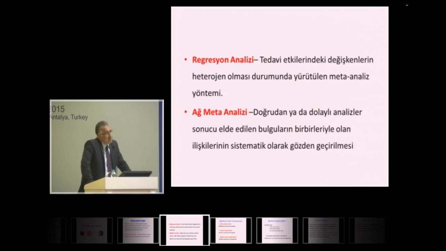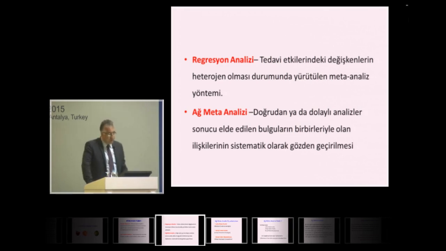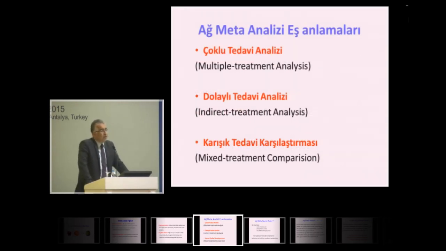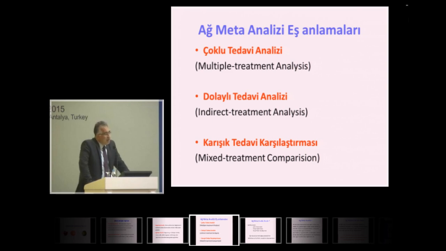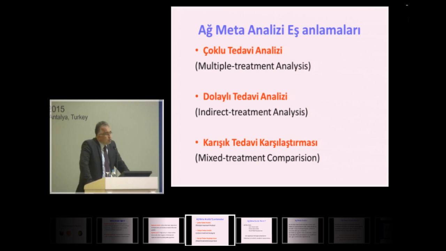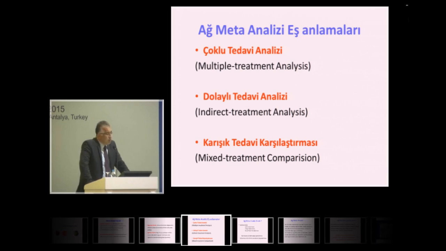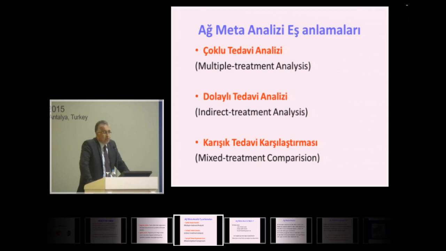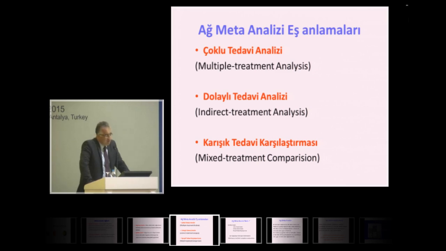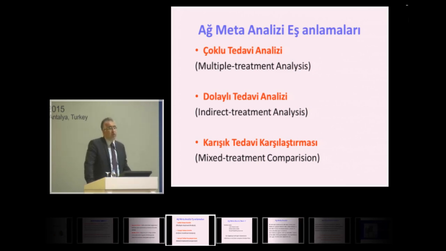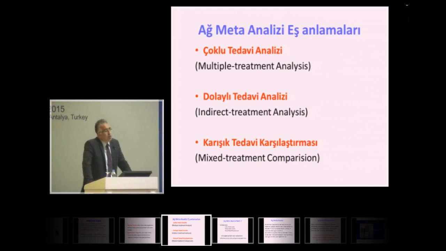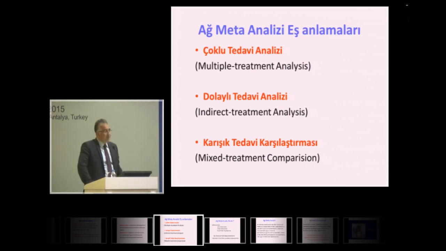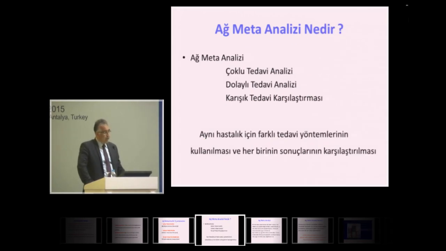Network meta-analysis can be done by the combination of direct results of these meta-analyses. So network meta-analysis is also called multiple treatment analysis, or indirect treatment analysis, or mixed treatment comparison. So when you see these three different terms, you should think that they are all referring to network meta-analysis.